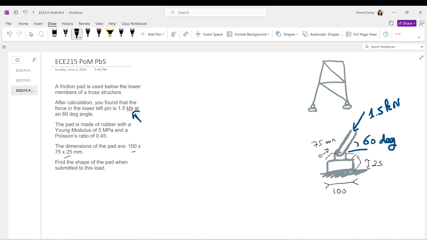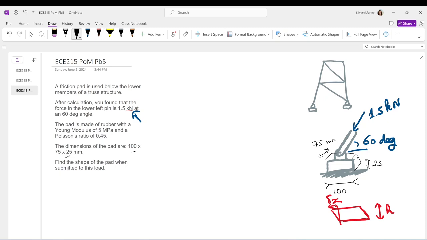And the question for you is, what is the shape at the end of this rubber friction pad? We see that the force will push to the left and push down, so we imagine the pad will look like this. But my question for you is, what will be these new dimensions, and what will be this little delta x? Okay, so let's work on that.